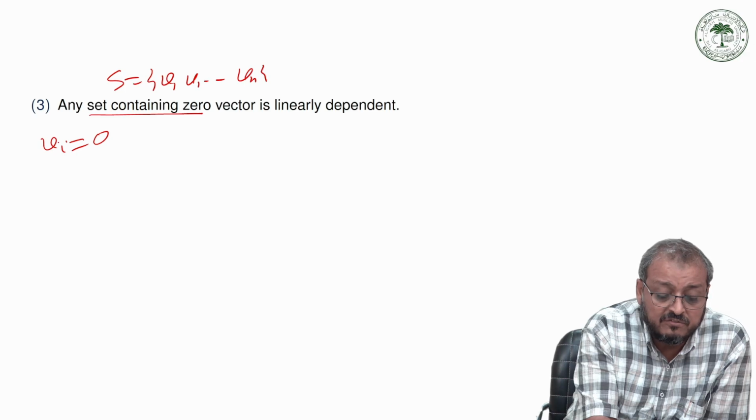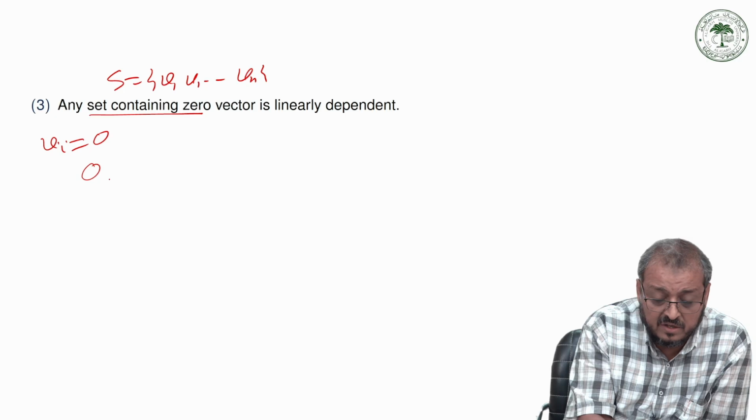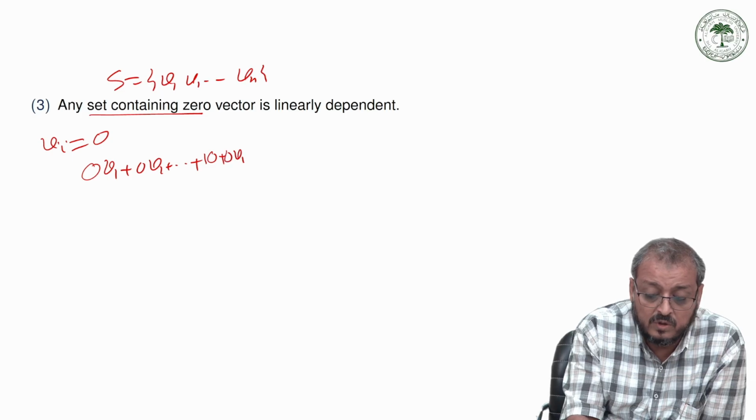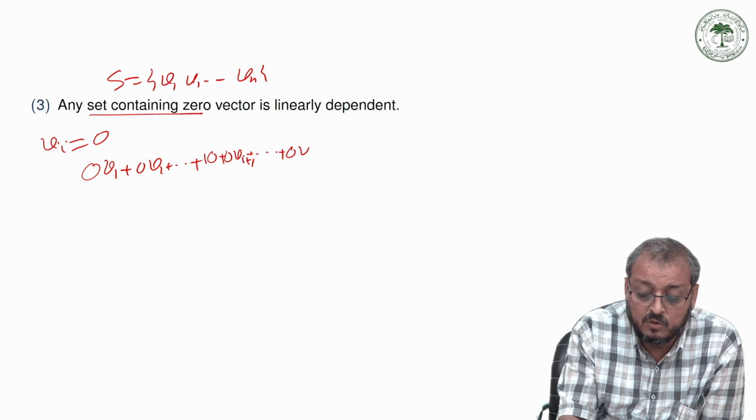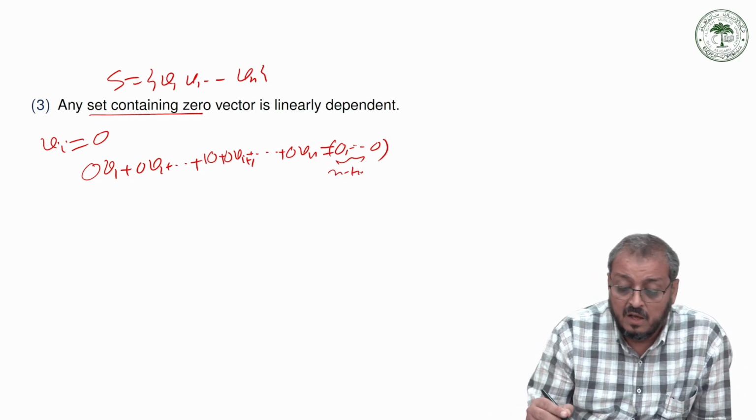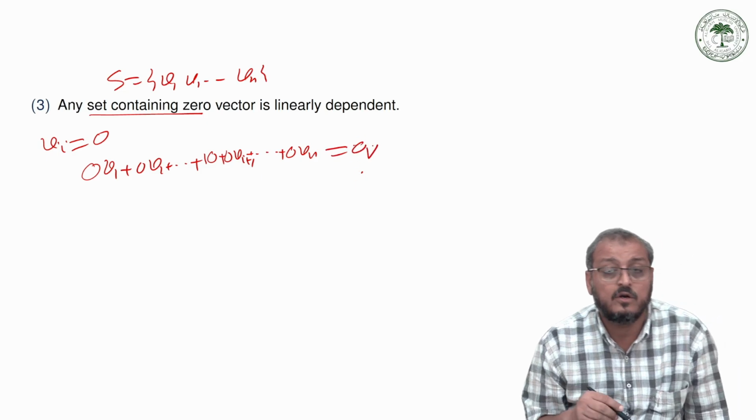If in the ith position we have a 0 vector, we can write this linear combination, which is a non-trivial linear combination: 0 times V1 plus 0 times V2 and so on, plus in the ith position 1 times 0, plus 0 times V(i+1) and so on, plus 0 times Vn. This gives you the 0 vector, which I just write as equal to the 0 vector of this vector space.